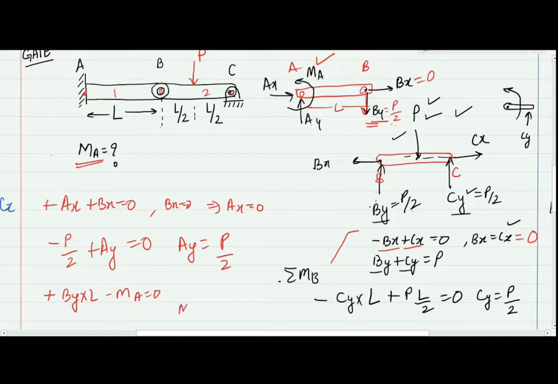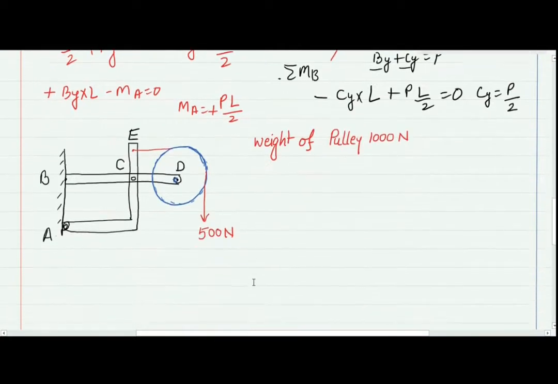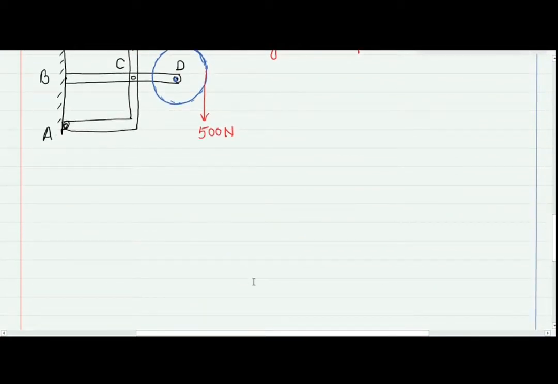When I solve it, I will get that Ma is coming out PL by 2, and the sense of this will be positive. That means whatever direction I have assumed is correct. So my answer will be a counterclockwise moment of magnitude PL by 2. After solving this problem, let's solve our next problem, which is the last problem of this session.